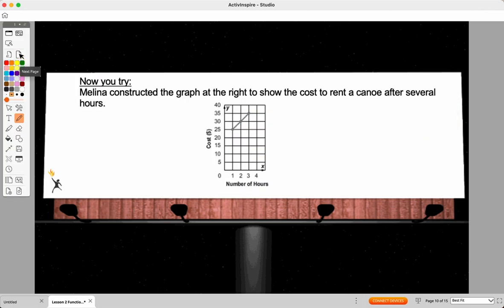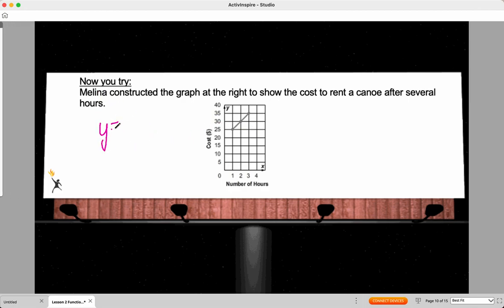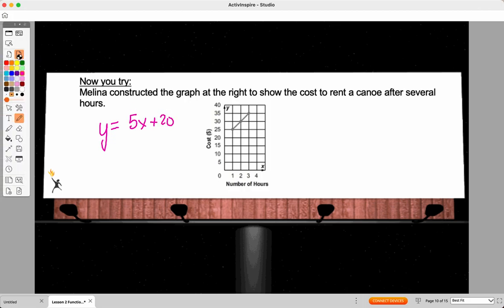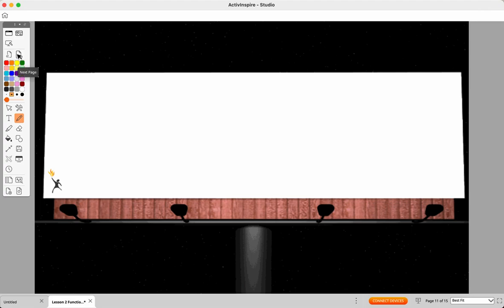All right. We already figured this one out. By extending that line, we said it was y equals 5 times x plus 20. All right, so you have a really good start to the equations and the way to go. If you have questions, please reach out and we'll talk about it.